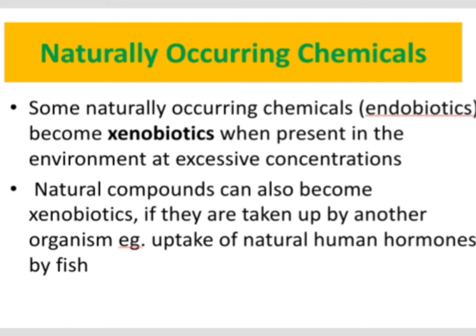The first way is that if the naturally occurring compound is present in an environment in excess amount, then it can become a xenobiotic. And a naturally occurring compound present in one organism can act as a xenobiotic if it enters into the body of another organism. So it just behaves as a foreign material to the second organism. For example, if human hormones happen to enter into the body of any other organism, for example fish, they can act as a xenobiotic.